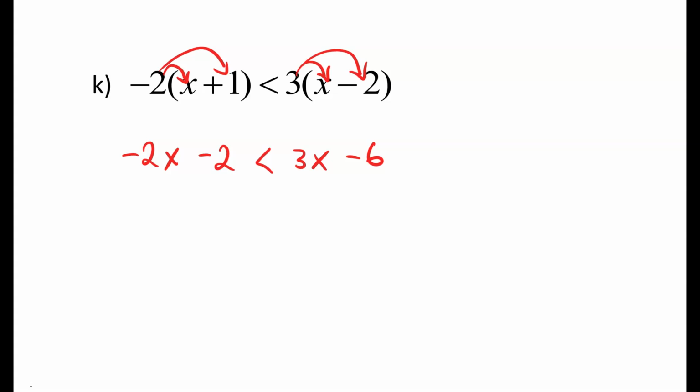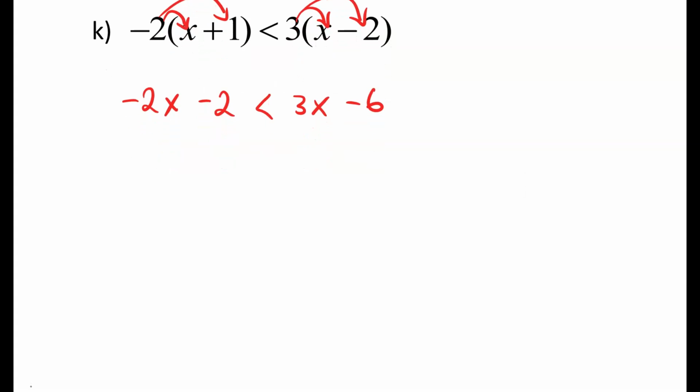The next thing we want to do is collect the like terms. So we want to move the constants to the right-hand side and the variables to the left-hand side. So you could do this all in one, but I'm going to break it down again, as I have been, into 2 steps. So you would want to do the opposite. It was -2, you want to add 2 and add 2, giving us -2x, symbol stays the same, 3x, and then -6 plus 2 gets us -4.